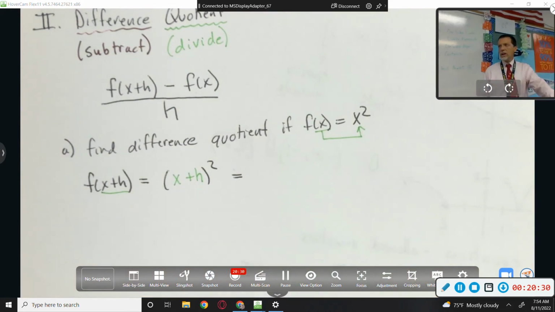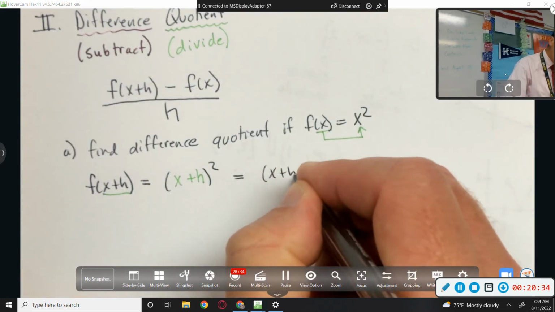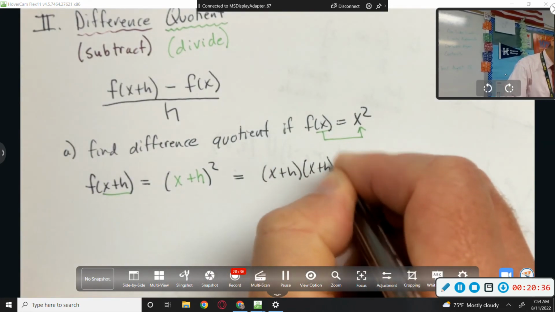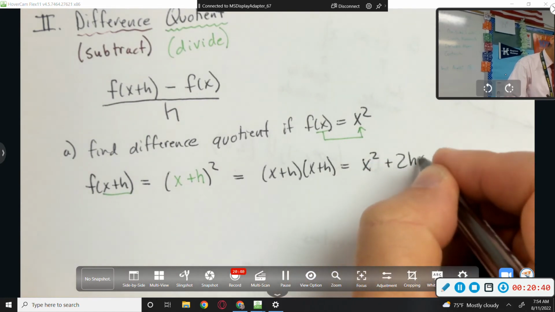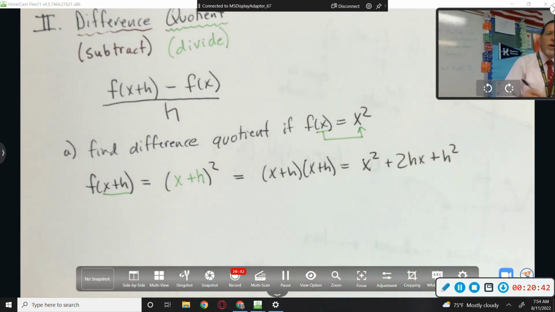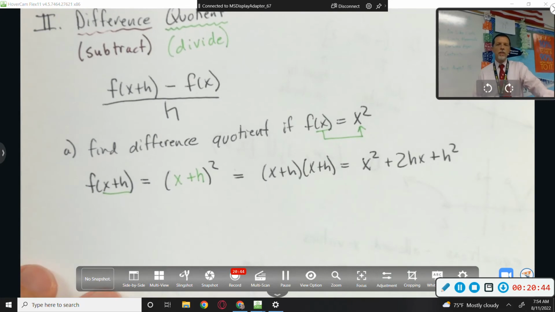So squaring x plus h. Hopefully you can do that quickly and easily, maybe even without writing it all out. But show as much work as you need to show to make sure you get the problem right. x squared plus 2hx plus h squared.